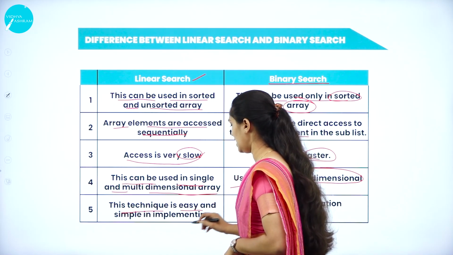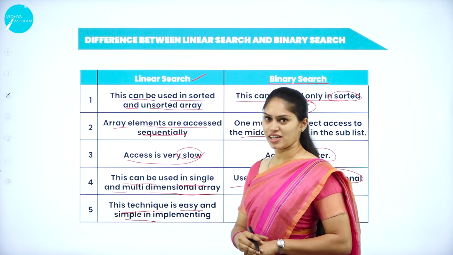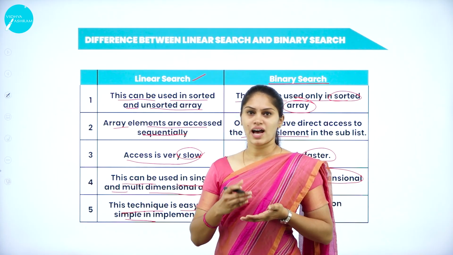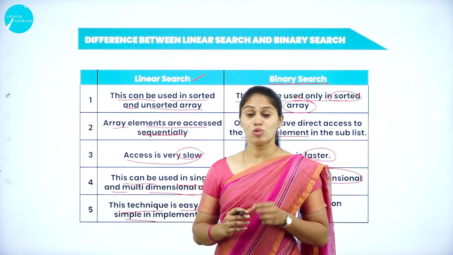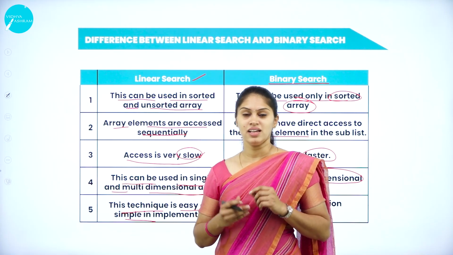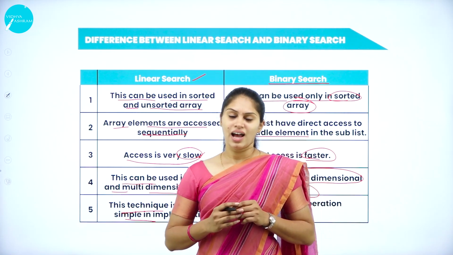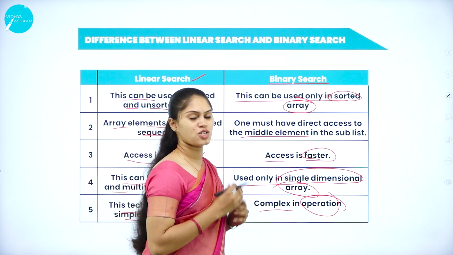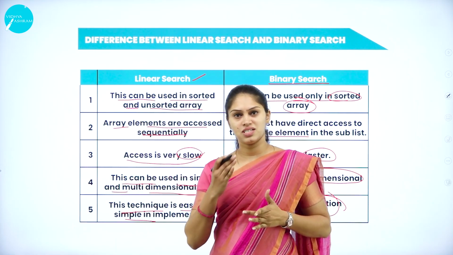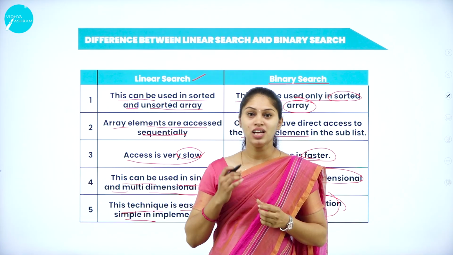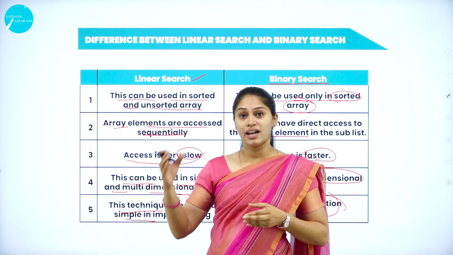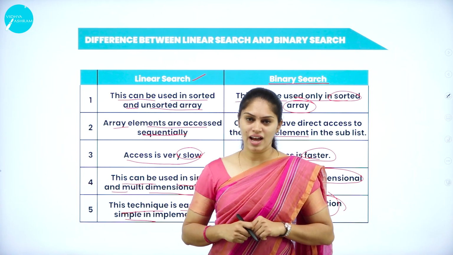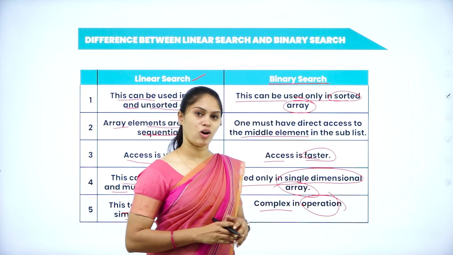Linear search is easy and simple in implementation, but it will take more time. As of now, if we have 5 elements, then it will be easy. What if we have 5,000 or 10,000 elements? We have to wait, so it will be slow. Binary search is easy to implement, but it is complex in operation. We must know which is the middle element, which is the beginning, and whether we are searching for an element on the right side of the middle or the left half of the middle. Everything we have to analyze, so it becomes complex in operation.